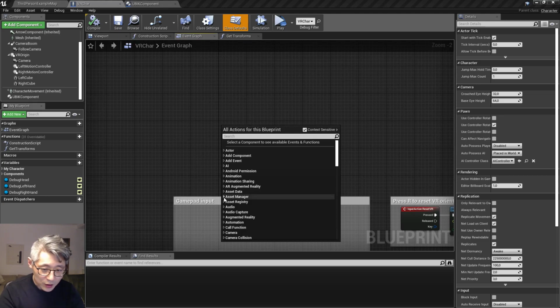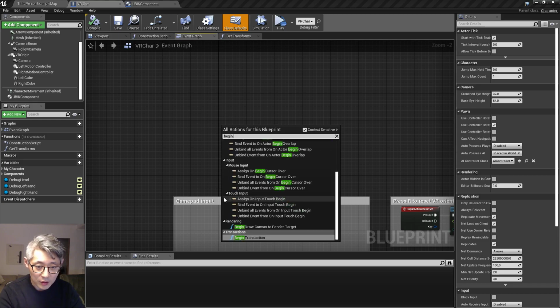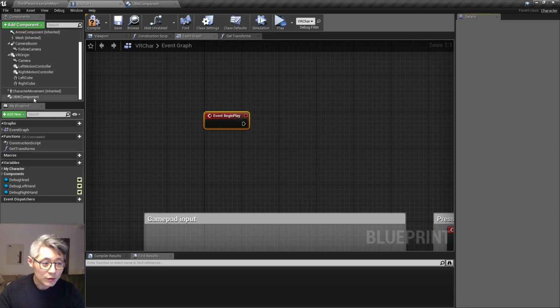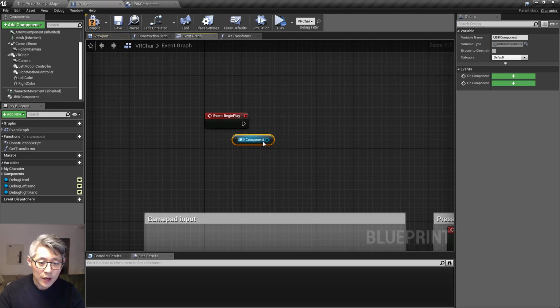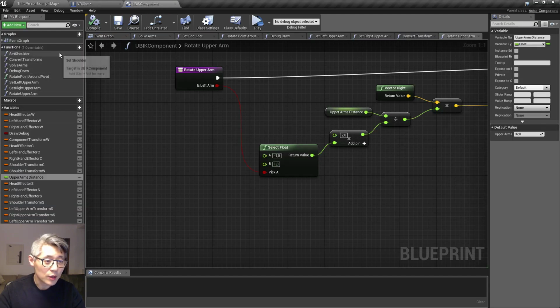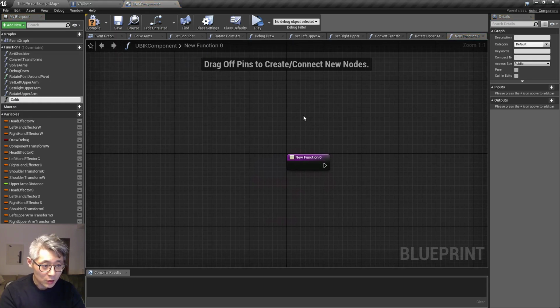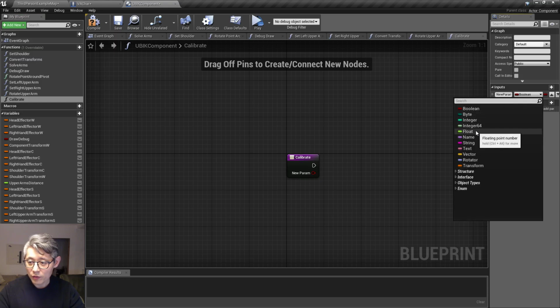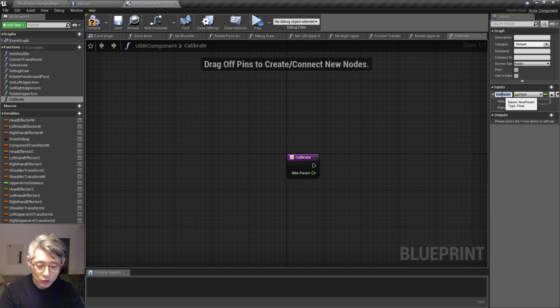So in the VR character here, we're going to create a begin play event. And here we're going to call a Calibrate function on the UBIK component. We don't have it currently, so we have to implement that first. And that distance I talked about just now is going to be a float, and let's just call it distance. Actually, let's call it height, because that is more or less what it is.